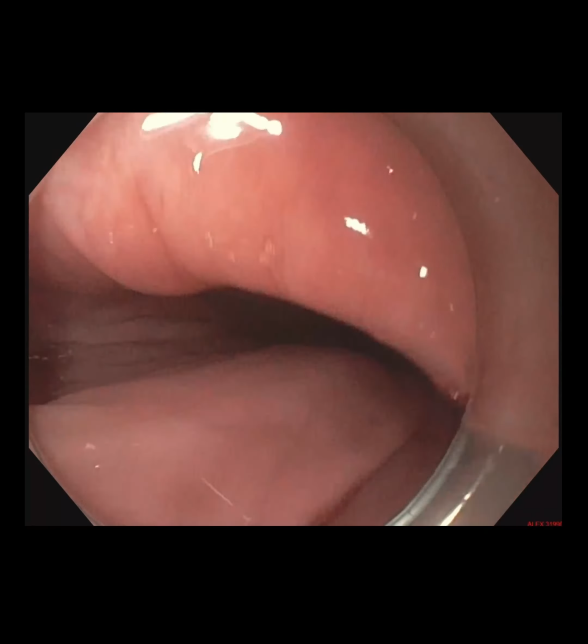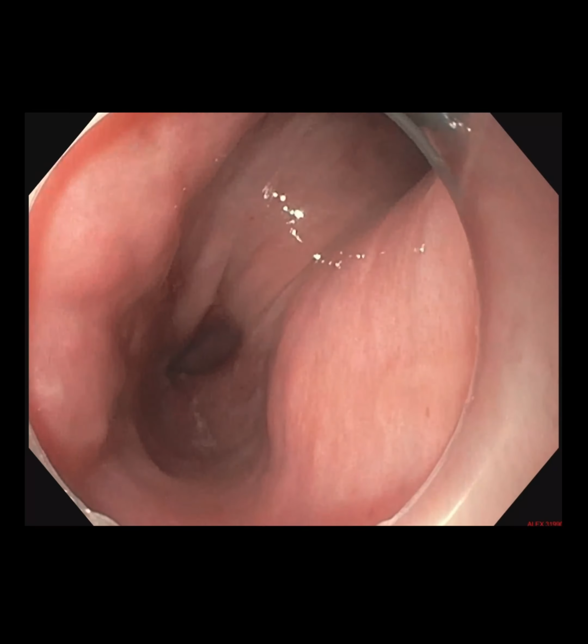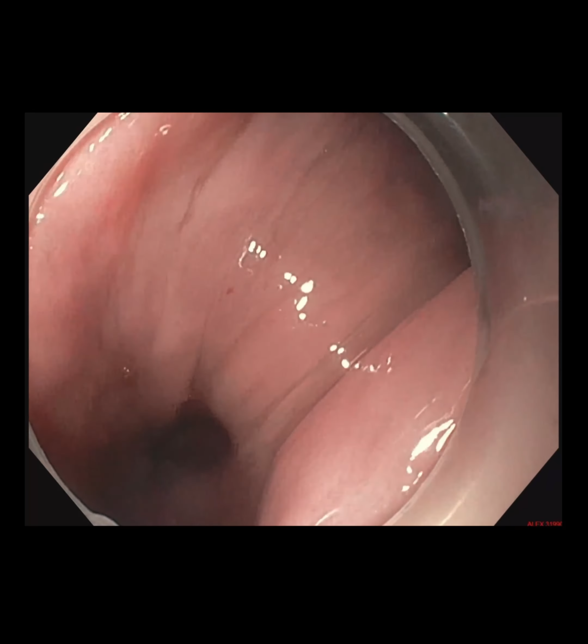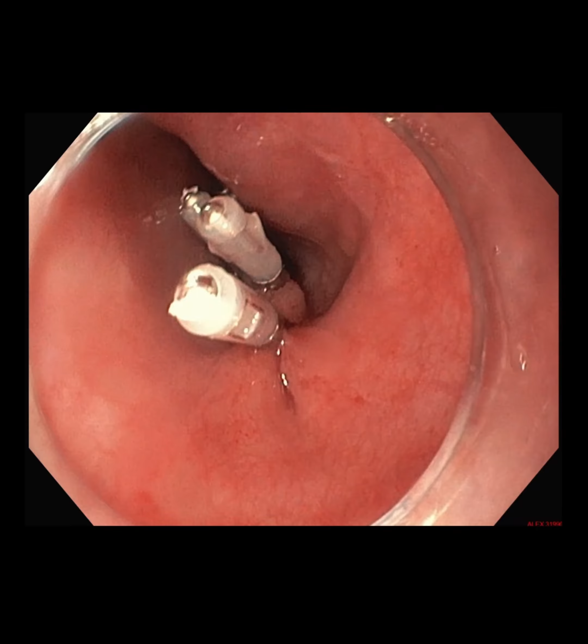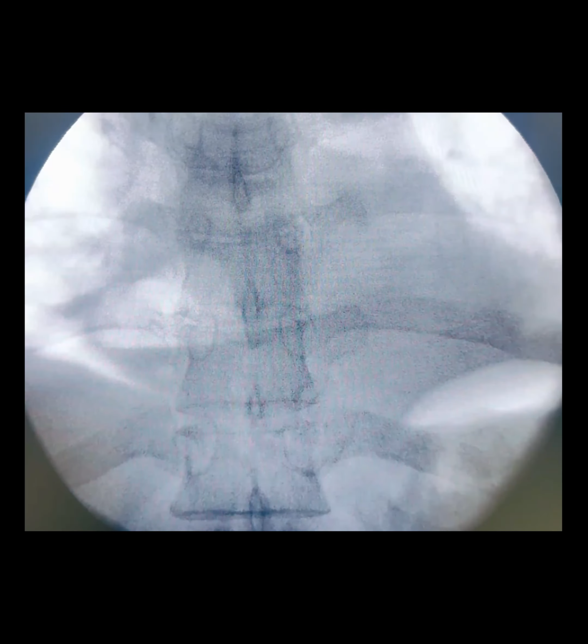Finally, the tunnel was examined and now we can appreciate that there is complete flattening of the septum and the negotiation across the LES is quite smooth. The mucosal incision was closed in the usual manner with the help of multiple hemoclips.